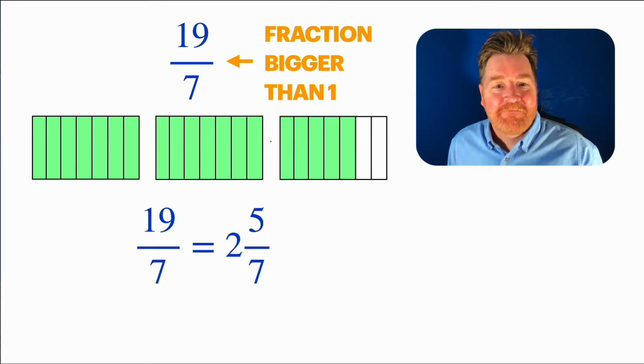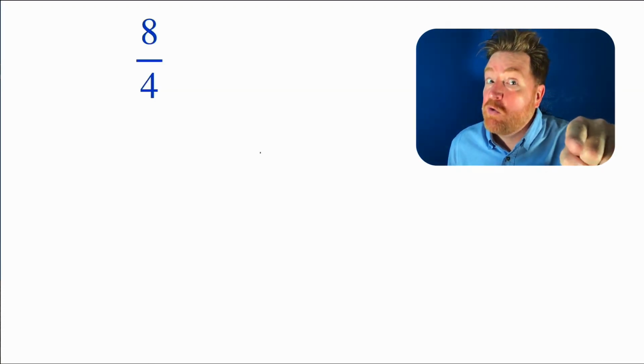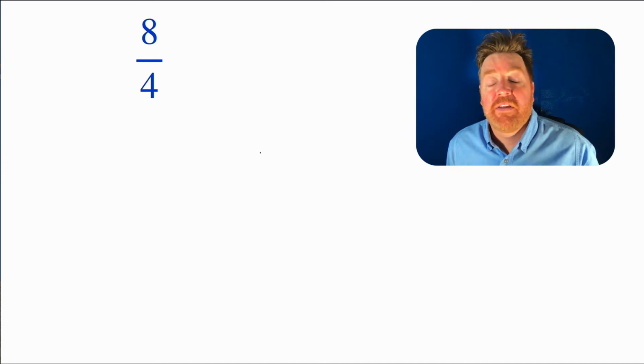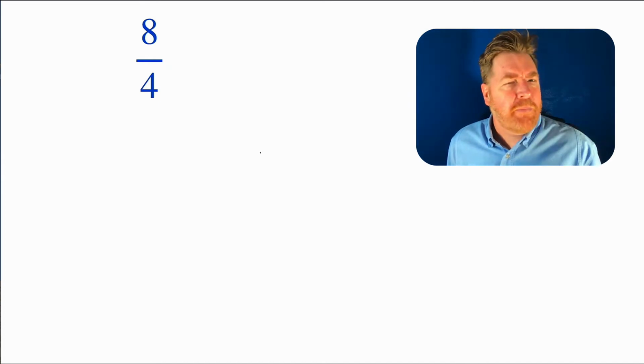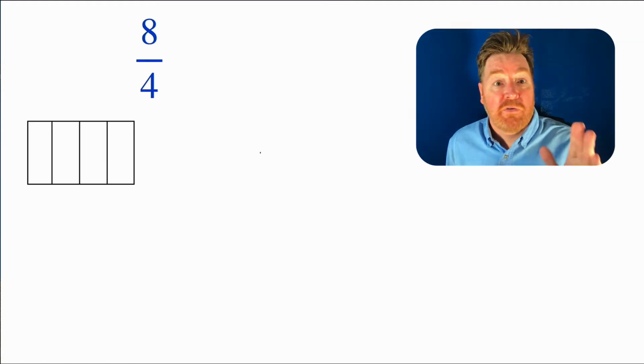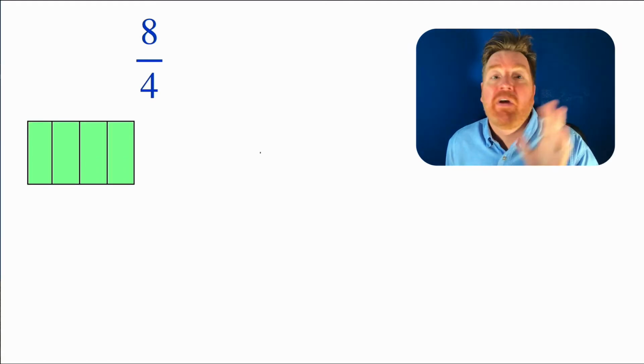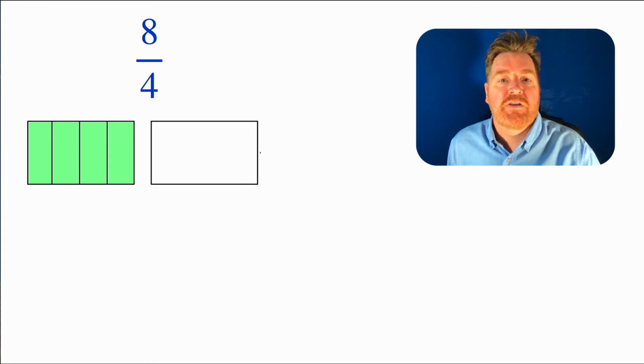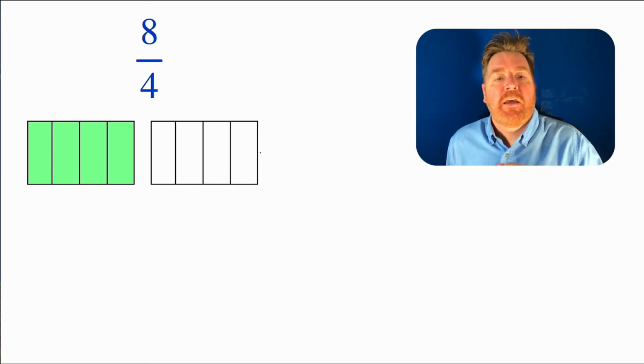All right? All right, try this one. How about this one? Here's a fraction. It's bigger than 1 for sure. Look at that numerator. It's bigger than the denominator. If we go to the bars real fast, there's a bar. We're doing fourths, so fourths, keep all 4 of those. I need some more because we're looking for 8. So here's another bar, 4 equal pieces.